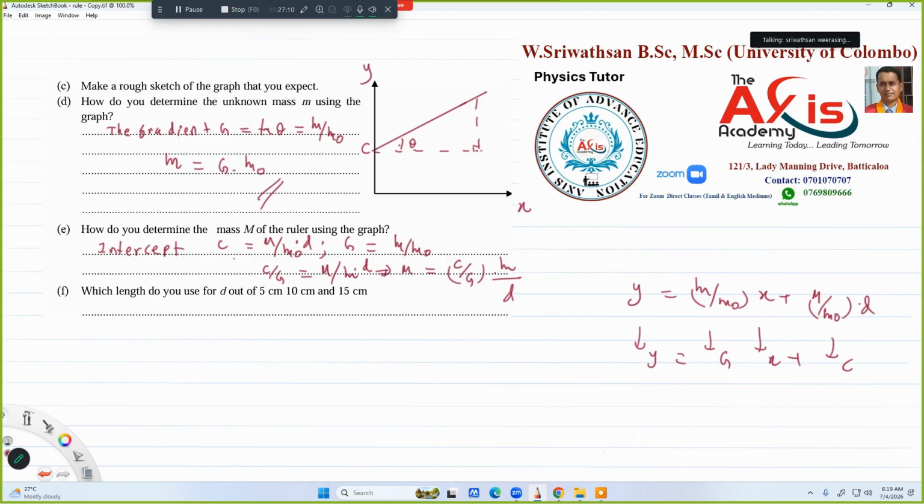Right, in the scheme this is wrong, right? They have mentioned small m as M naught. It should be m, right?